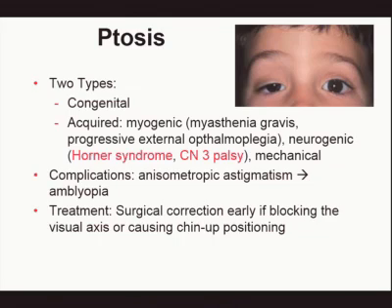Complications, so if the eyelid is drooping and weighing on the cornea, the front clear surface of the eye, it can actually change the shape of the cornea, and that can cause astigmatism. And if you have astigmatism of one eye and not the other, that can lead to amblyopia. So you need to be on top of these kids to make sure they're getting routine eye care. The treatment is surgical correction if it's blocking the visual axis or causing a chin-up positioning.